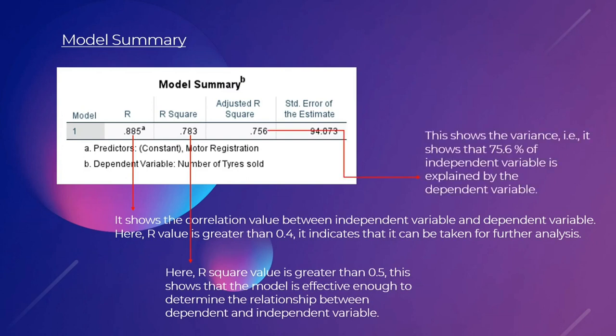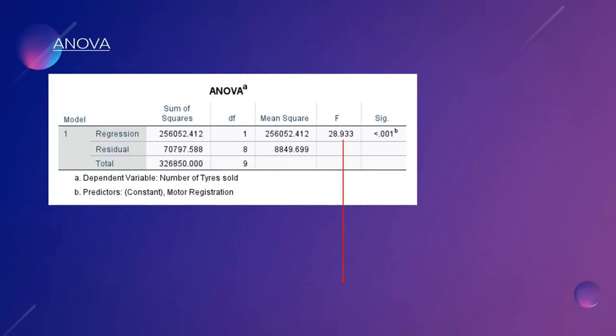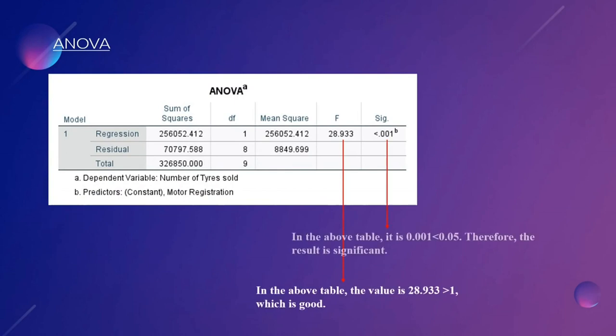Adjusted R square shows the variance. When we multiply the adjusted R square by 100, we can obtain the variance in percentage. Here we can see that 75.6% of the dependent variable is explained by the independent variable. And the next table is ANOVA. Here the F value is greater than 1, so the model is good. And the significance value is 0.001, which is less than 0.05, so the result is significant.